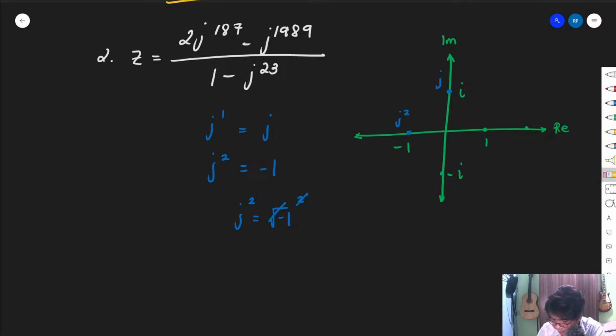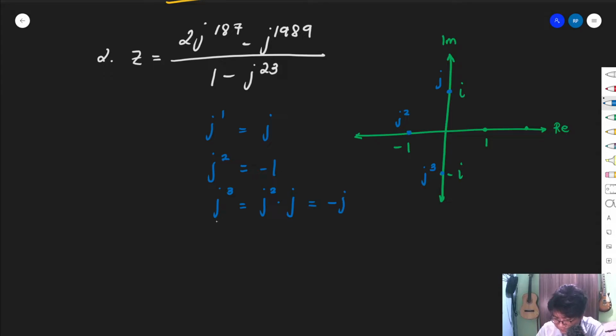Okay? So, next, j cube. Alam natin, pwede natin i-dissect yung j cube natin as j squared times j. So, alam naman natin na j squared is equivalent to negative 1. So, therefore, negative 1 times j, or j cube, is equal to negative j or negative i. So, ibig sabihin, ito yung j cube natin.